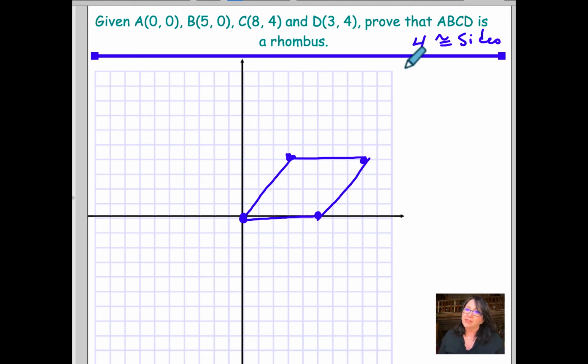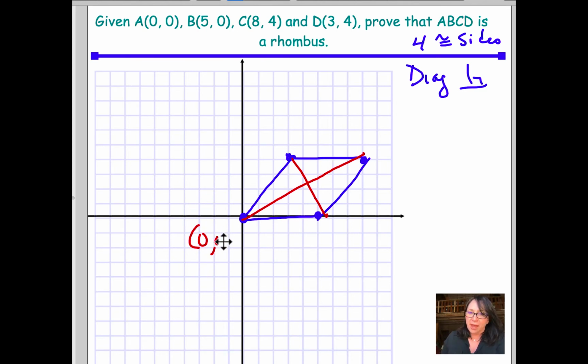Additionally, I could prove that it's a rhombus by saying that the diagonals are perpendicular. So for me, if I wanted to prove this was a rhombus in the quickest number of steps, I would prove that this is a rhombus because my diagonals would be perpendicular. And for that to happen, I need the slopes. So I have 0, 0. This is 5, 0. This is 8, 4. And this is 3, 4.